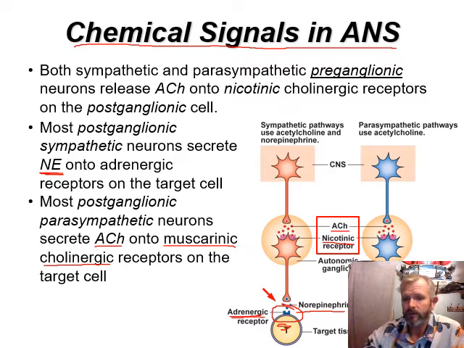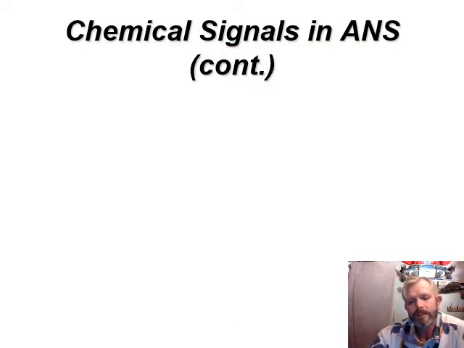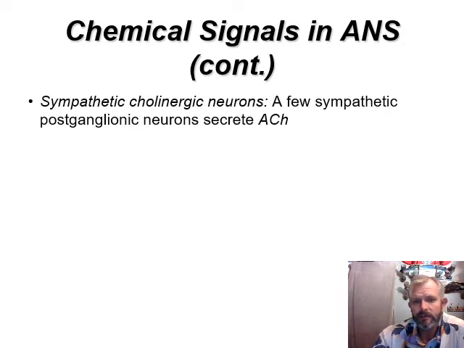So from pre to postganglionic, the neurotransmitter and receptor are the same between the sympathetic and parasympathetic, but the differences lie between the postganglionic neuron and the target tissue in the two systems. As we said, most of the postganglionic neurons of the sympathetic nervous system release norepinephrine, but there are always special cases, and some are cholinergic and release acetylcholine onto muscarinic receptors.